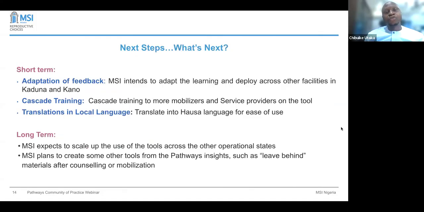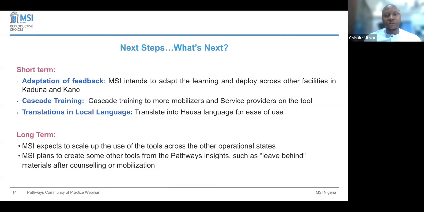Having gone through these findings, we are also internally looking at the next steps. Part of our next steps in the short term is to adapt the tools, incorporating the learnings that we have found from the field testing, and finalize them and do translations so that they can be cascaded and deployed across all the facilities that we are working in, in Kaduna and Kano.